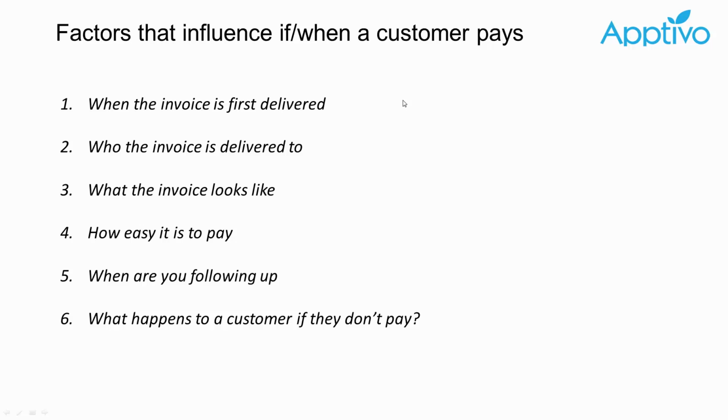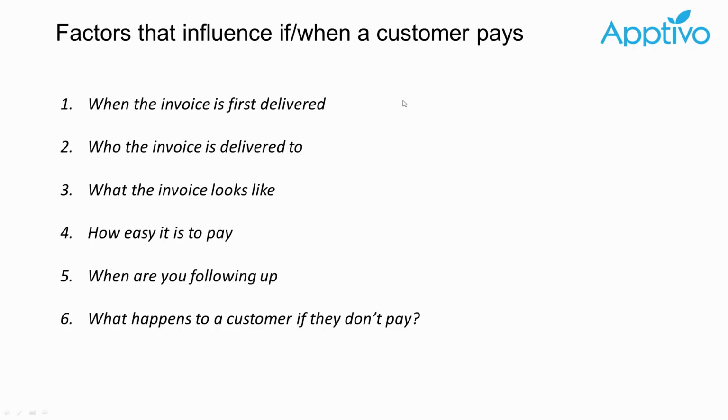So the first one is, when is the invoice delivered? Are you sending it immediately after the project's complete? Are you sending it at 3 in the morning, or right when they get into the office in the morning? And is that person actually going to receive it? Are they on vacation or not? So it's the whole concept of when that invoice hits the person who needs to pay it: is it at the optimal time?